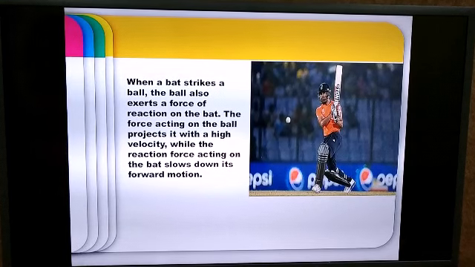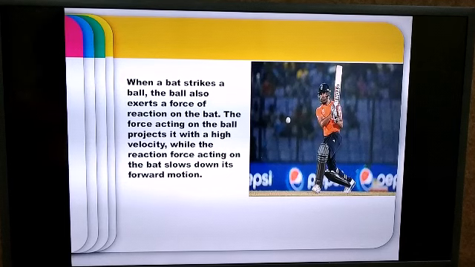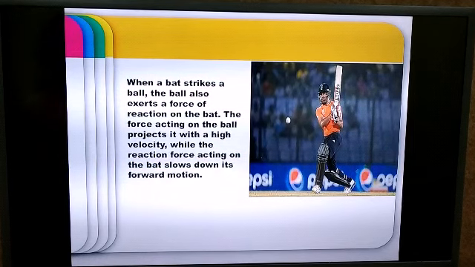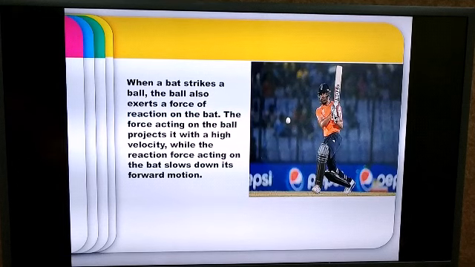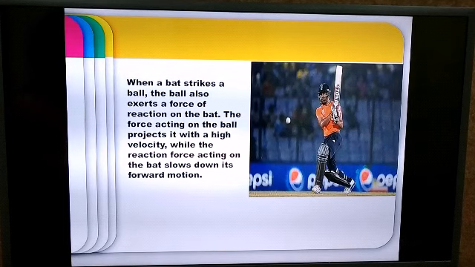When a batsman hits a ball, the bat exerts a force of action on the ball. Thereby, the ball is projected with a greater velocity. At the same time, the ball also exerts a force of reaction on the bat, thereby slowing down the movement of the bat in the backward direction.